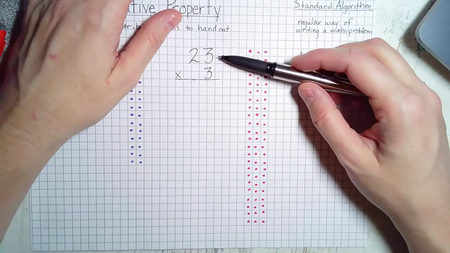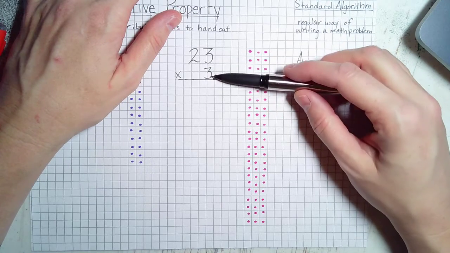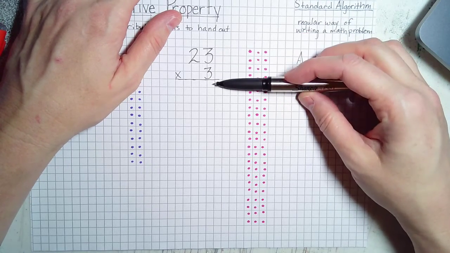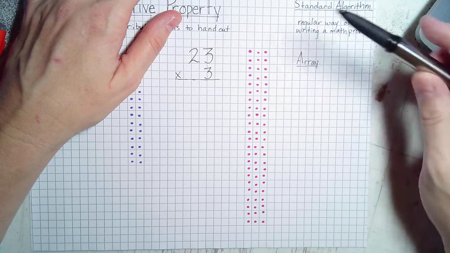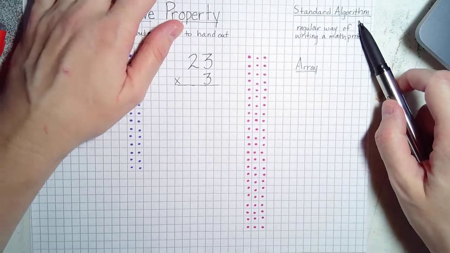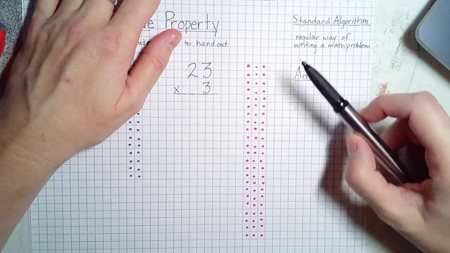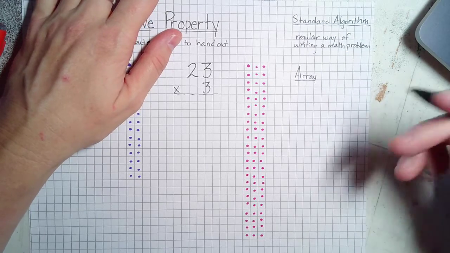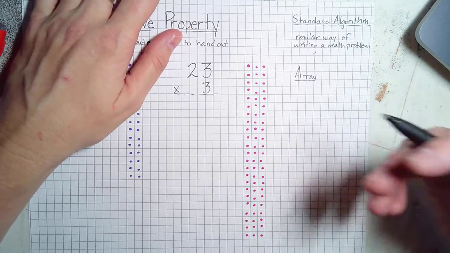Now, when we look at the problem written as 23 times 3, and we're just going to go through and solve it this way, this is called the standard algorithm. And the standard algorithm is just the regular way you write a math problem. 1 plus 2, 15 divided by 5.